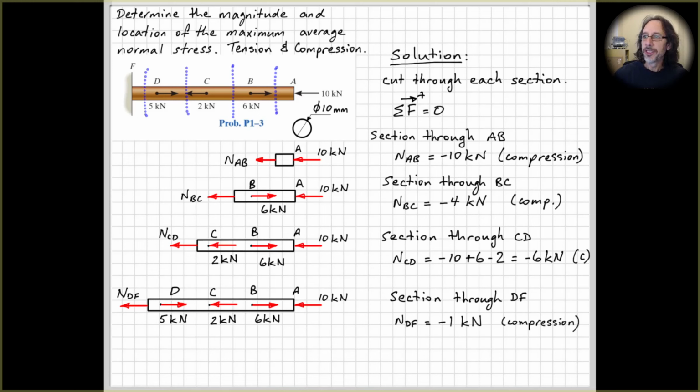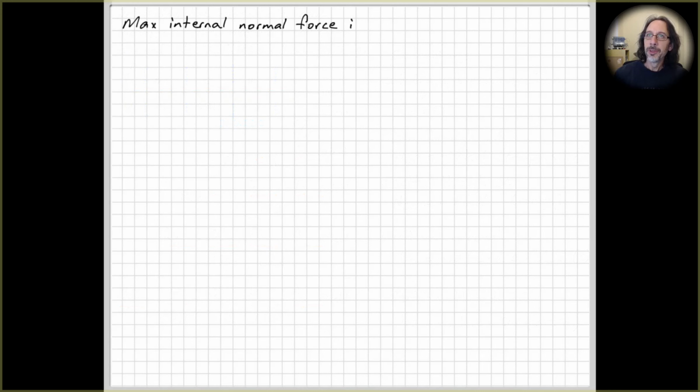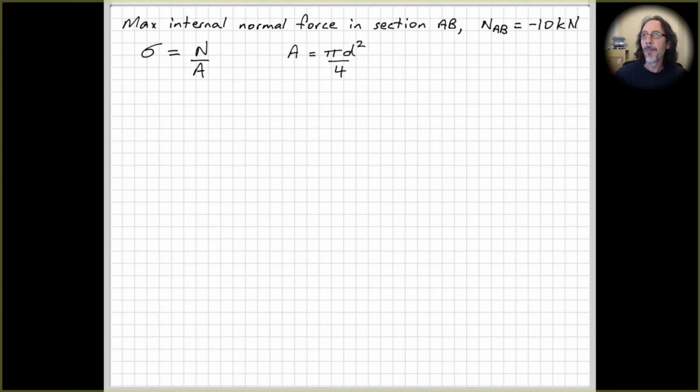Right, so all of the sections are in compression for this particular problem, so we don't have to worry about finding the maximum tensile stress. Our maximum internal normal force was in section AB with an internal force of minus 10 kilonewtons. So to work out our normal stress, our equation for the average normal stress is the internal force over the area.